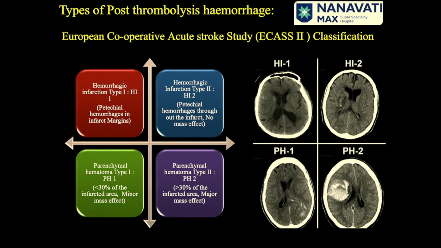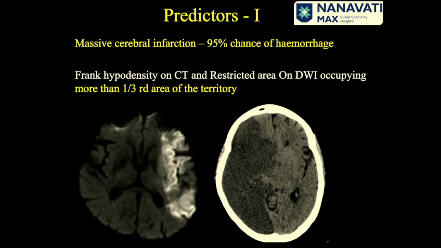Now, can we predict this before we thrombolyze the patient? Answer is yes. The most important predictor, predictor 1, is the size of infarct. So anything that is large in size, we talked about it, 10 ml versus 100 ml versus plus 100 ml. The chance of hemorrhage in an infarct like this is almost 95%.